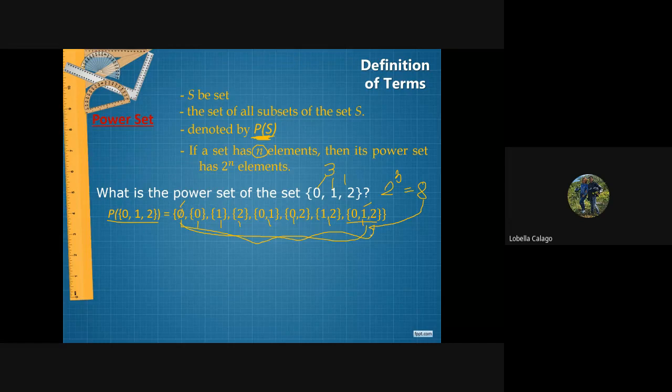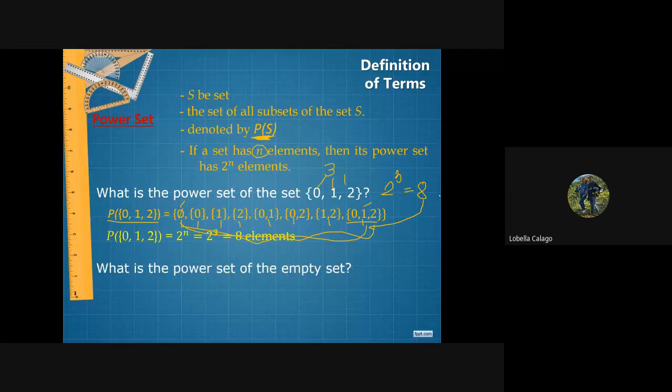But if it only asks, how many elements are there in the power set, you just get the set, count how many elements, then 2 raised to the 3. Then you get that there are 8 elements in the power set.